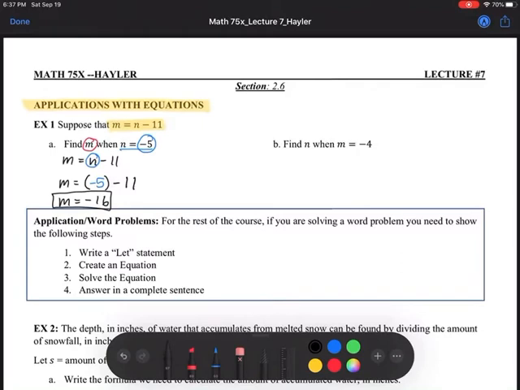All right, find n when m equals negative 4. So same thing, but this time, instead, we're given m and told to find n. So we're doing kind of the reverse now. All right, let's go ahead and just copy down our equation. m equals n minus 11. And let's sub in that value, negative 4, for m. So we're going to be subbing this out for negative 4.